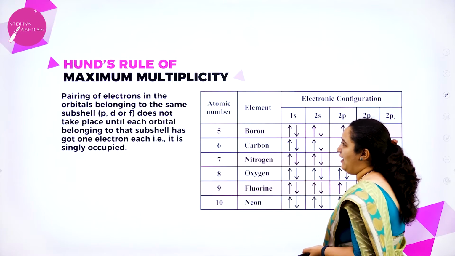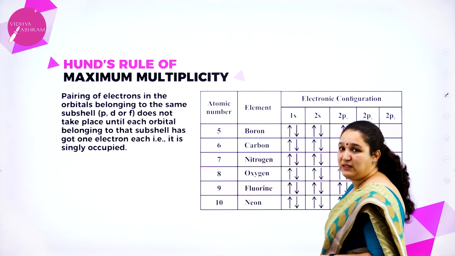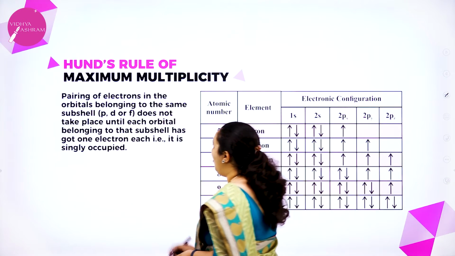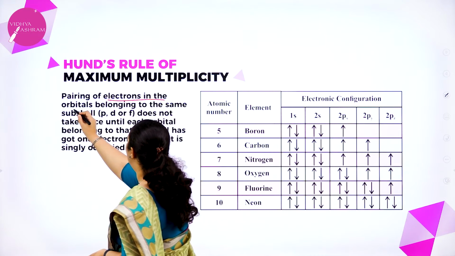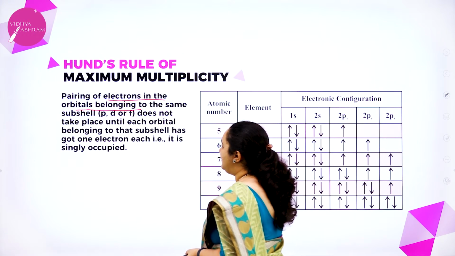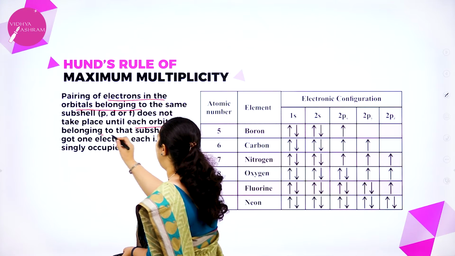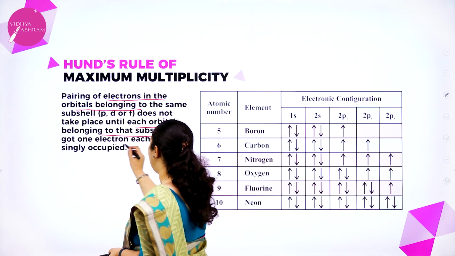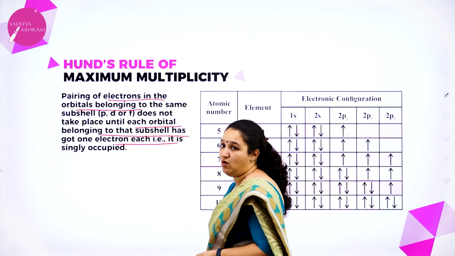Next we have Hund's rule of maximum multiplicity. Pairing of electrons in the orbitals belonging to the same subshell does not take place until the orbitals belonging to that subshell have got one electron each, that is, singly occupied.